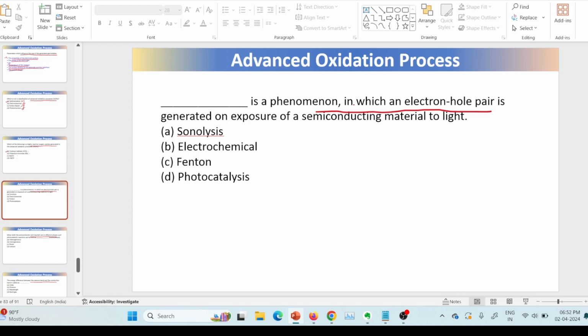Dash is a phenomenon in which an electron-hole pair is generated on exposure of a semiconductor material to light. So if you expose the semiconductor material to light, with energy hc by lambda, an electron-hole pair is generated. So this is photocatalysis. Photo means light, and a catalyst is used. So this is called photocatalysis.